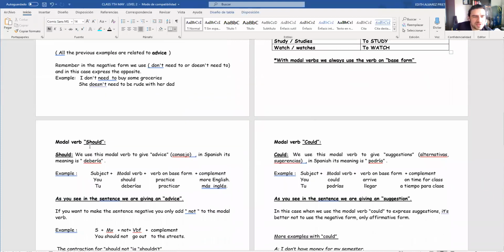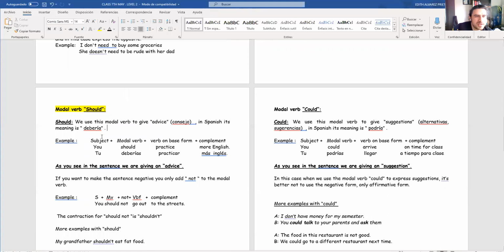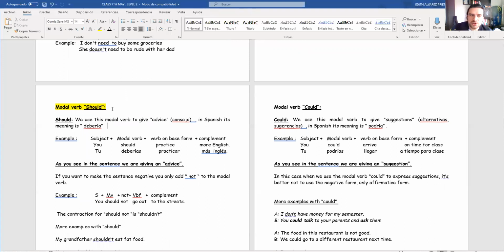Okay, vamos a empezar con the first modal verb. The first modal verb is should. Okay, I'm gonna start with should. Be careful with the pronunciation, should. Suena como algo así. Should.